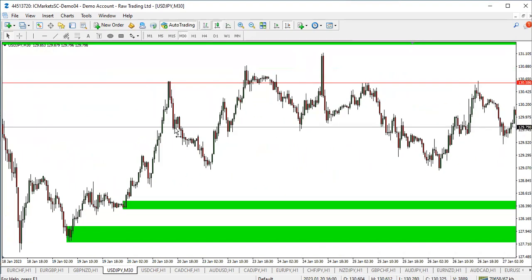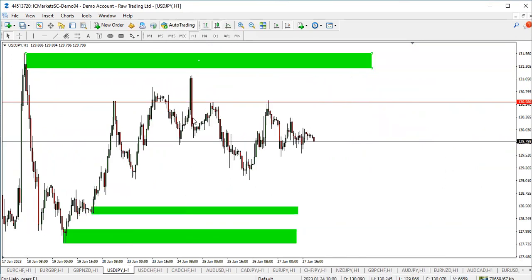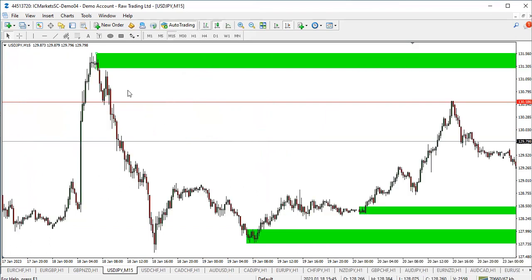Okay, this is not a good one. Sorry, ignore this one, because it must fill an asymmetric zone, and we don't see any asymmetric zone here. So ignore this one. You have to follow it.